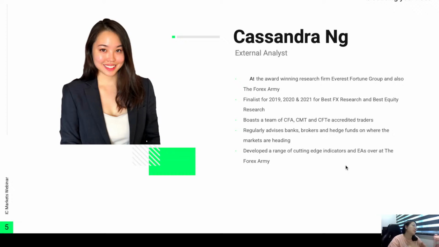What that means is these are very hard certifications to get, and we have them. So what we do here is a lot of forecasting, back testing and research. With the information that we've collected, we regularly advise banks, brokers, hedge funds, and financial institutions on where we think the markets are going.